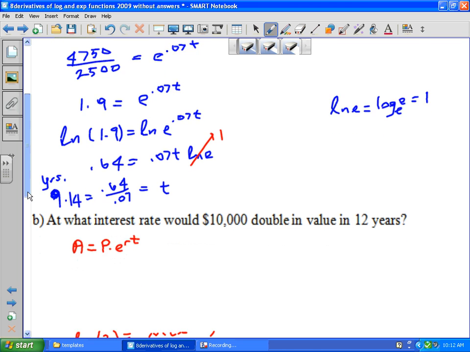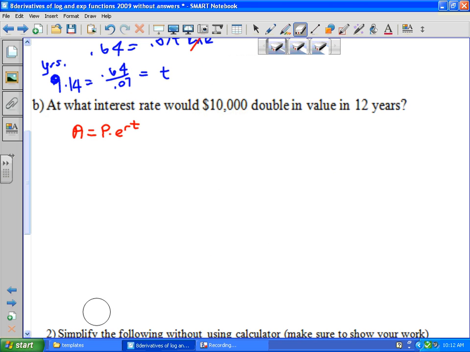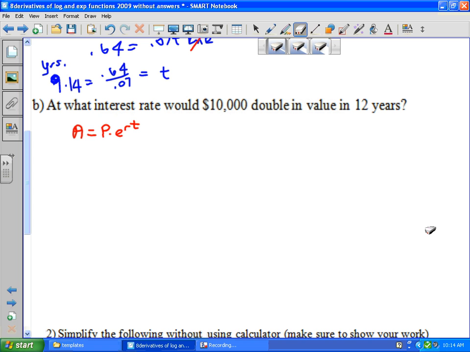Okay, could you do the next one, please? At what interest rate would $10,000 double in value in 12 years? I'll give you a minute to work on that one. So the accumulated value for this question is double the amount of what was invested, so it's going to be $20,000.